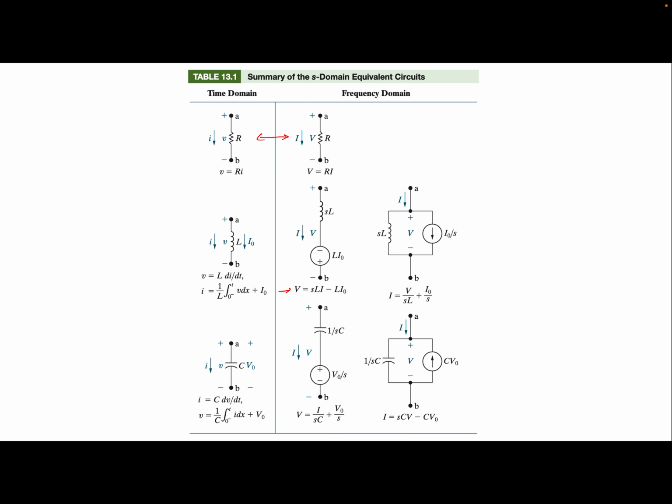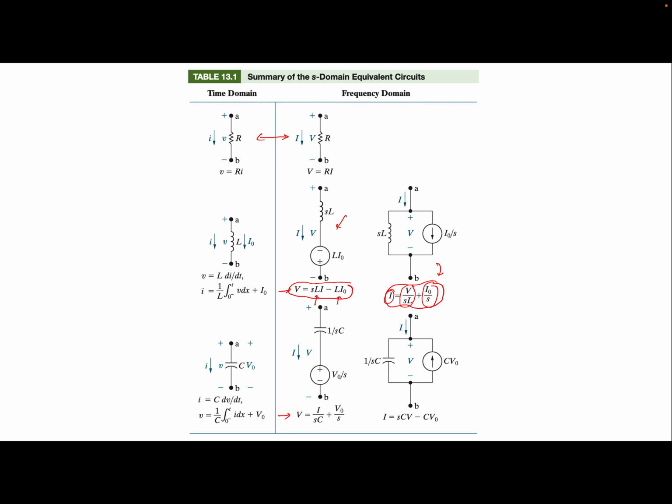And once we found the Laplace transform of that VI relationship, in that case the derivative, we found these equations, and then we modeled these equations. For example, this equation can be modeled as a summation of two voltages, SLI and LI naught. That is why you got a series circuit. And this equation can be modeled as a summation of two currents, V over SL and I naught over S. So this is what you got, right? And similarly, we did the same thing for the capacitor as well.